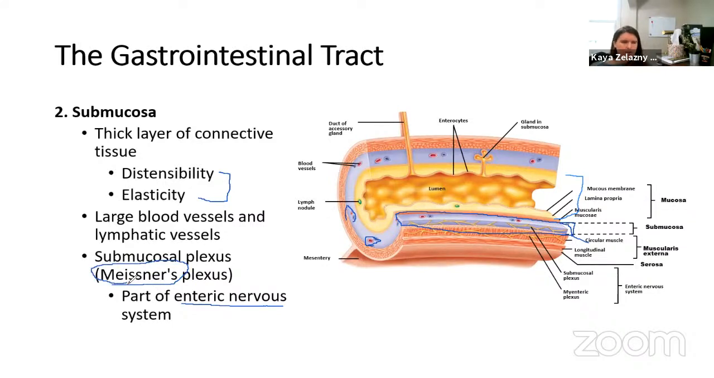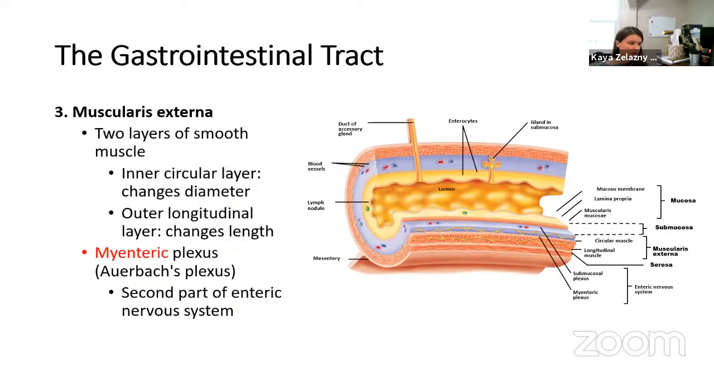This is going to be one of the two halves of a nervous system that we can think of as producing intrinsic gut function. So not requiring stimulus from your brain, really a local nervous system. The second part of the nervous system is in the muscularis externa. So we're just going to run down here to the bottom first.